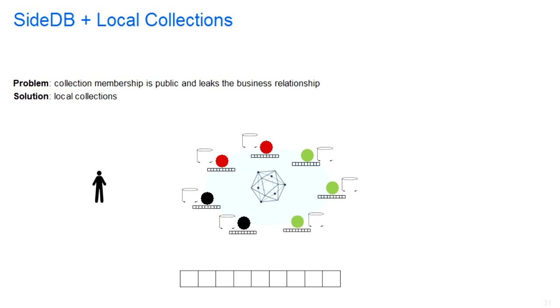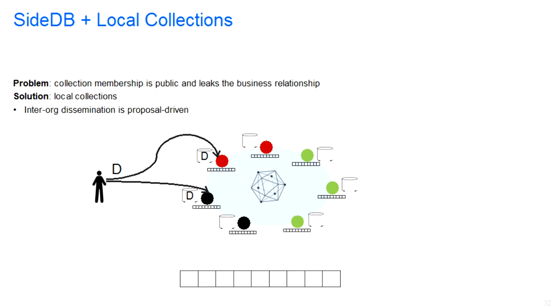So the solution is that we split the inter-org dissemination. We force it to be proposal-driven, so the onus is on the client to actually reach out to every organization that has to receive that preimage. So you have to go through the proposal. But of course, the proposal doesn't have to leak who it was sent to. So we're good there. And then intra-org dissemination is tackled via gossip.